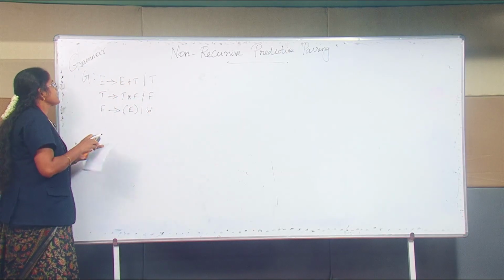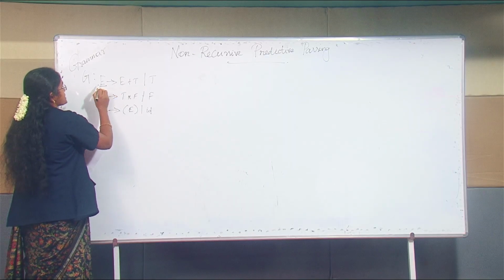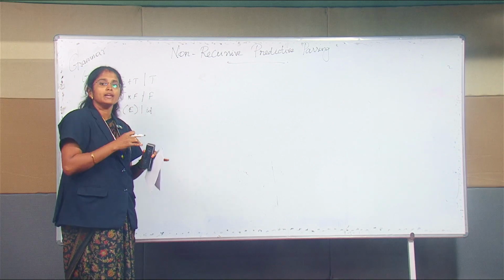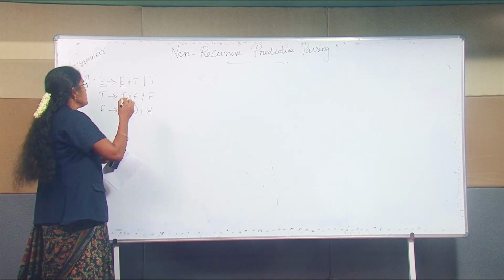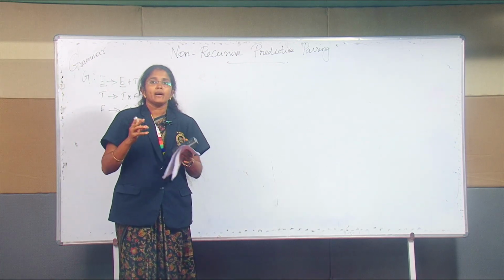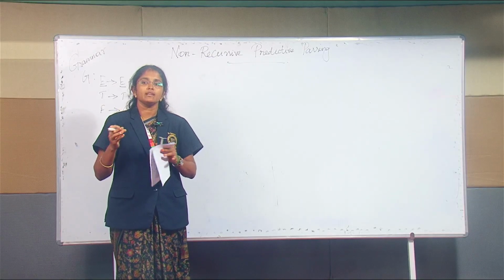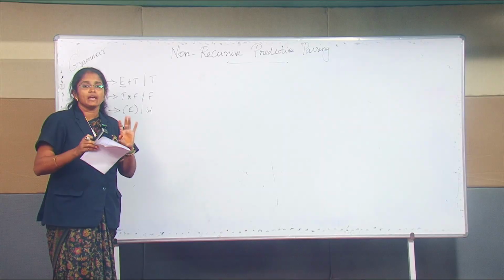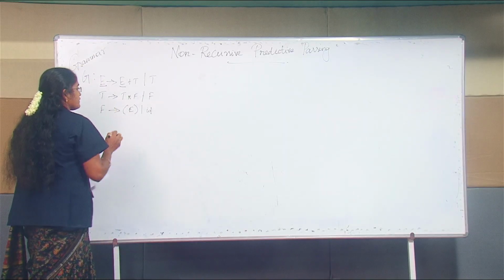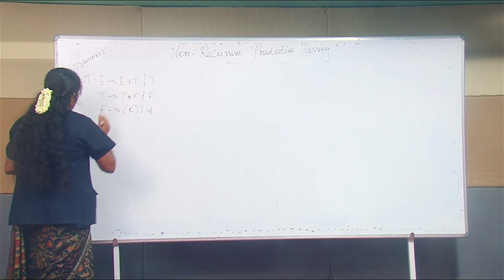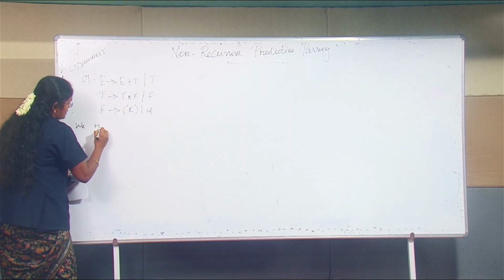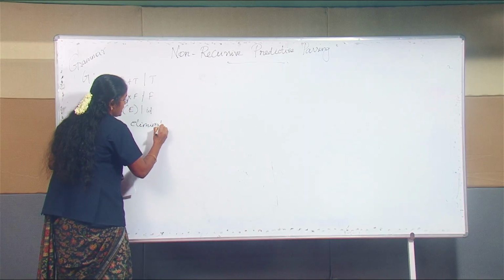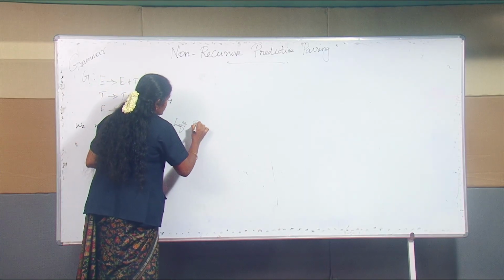Look at this grammar: the production E generates E plus T. So here it recursively generates itself. This is called a left recursive production. The parser cannot easily compile a recursive production, so we need to eliminate the left recursion before doing any parsing process. For that we have a set of rules to eliminate left recursion.